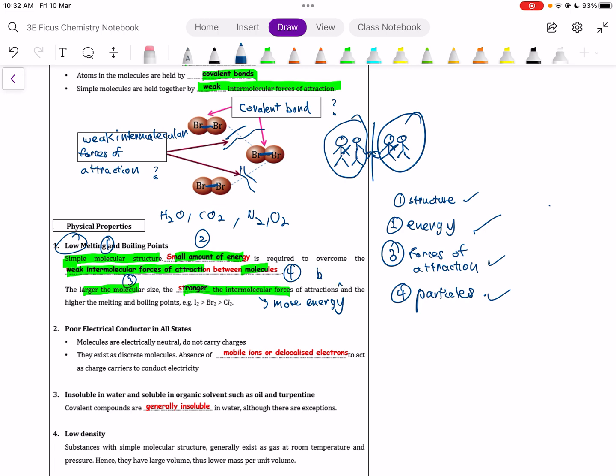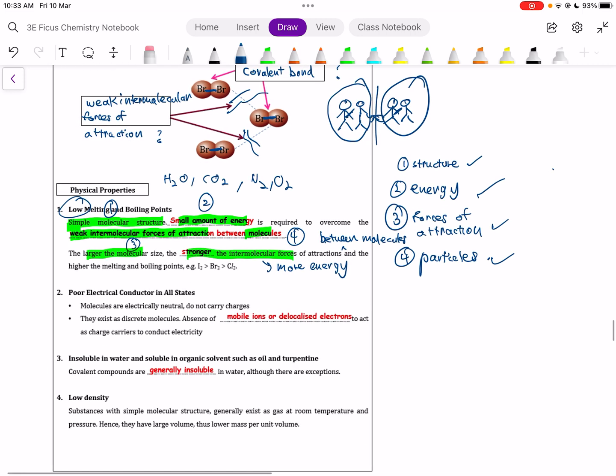Between molecules. So I will still talk about structure. I will still compare the size. So one additional thing to do. Then talk about, as a result, bigger size, stronger intermolecular forces of attraction, FOA, between the molecules. So you need more energy, right? So the same 4 things apply when you're comparing between simple molecule and simple molecule.